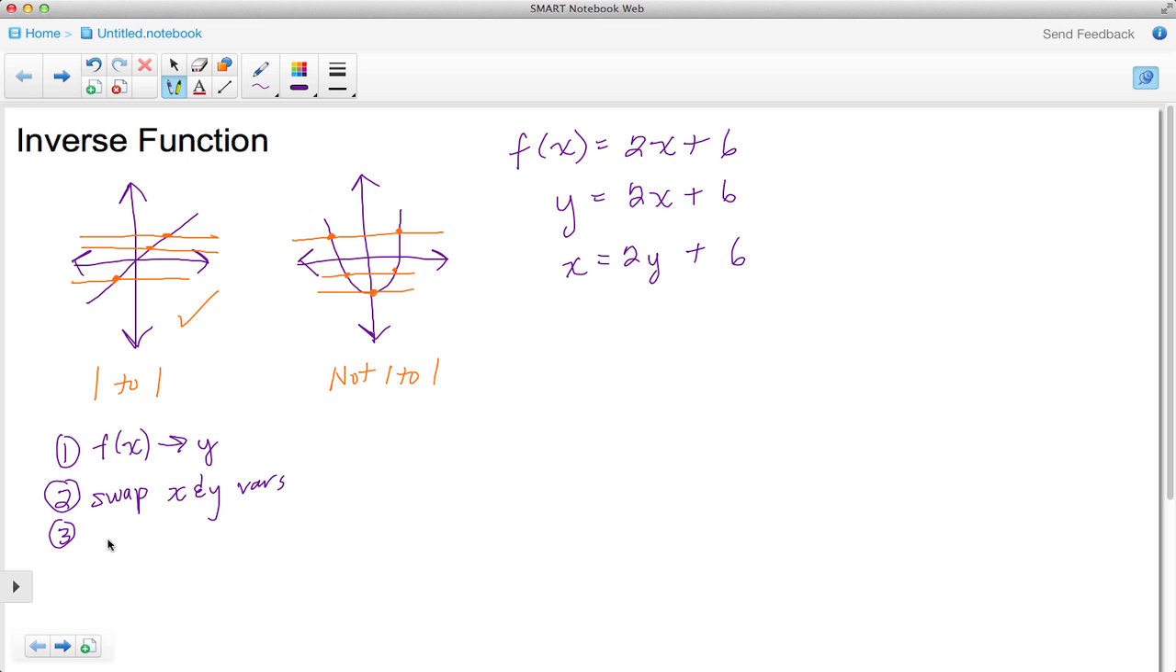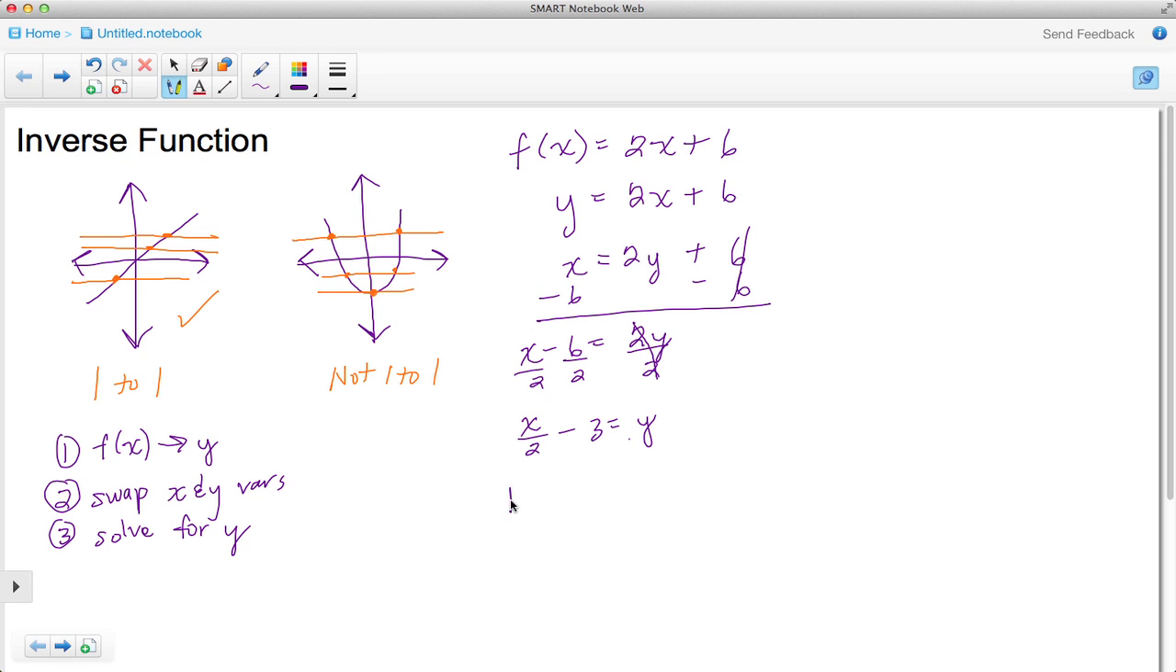The third thing we need to do is to solve for y. So here let's go ahead and subtract 6 from both sides. In doing so, those cancel out. I'm left with x minus 6 is equal to 2y. I need to get this coefficient of 2 away from the y, so I need to divide each one of these terms by 2. So I'm left with x halves minus, 6 divided by 2 is 3. And here I've got 2 divided by 2, which gives me 1. So I've got 1 times y, which is just y. So the inverse here is going to be x halves minus 3.